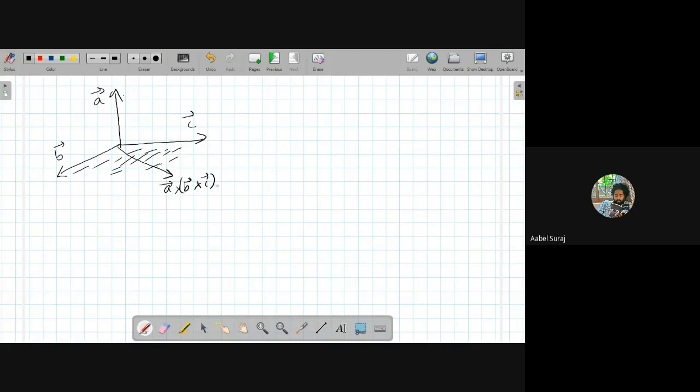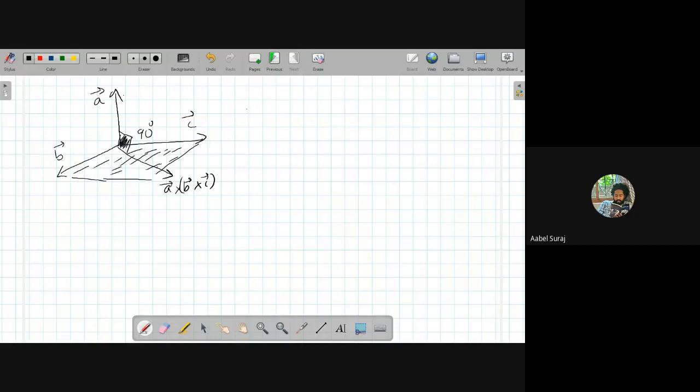It is actually a vector in the B and C plane. So just get the idea of this A cross B cross C. This is actually a vector in the B and C plane. So in this plane the vector lies, and it will be perpendicular to A. This is the perpendicular direction, the 90 degrees. So this will be perpendicular to vector A, and it lies in the BC plane.